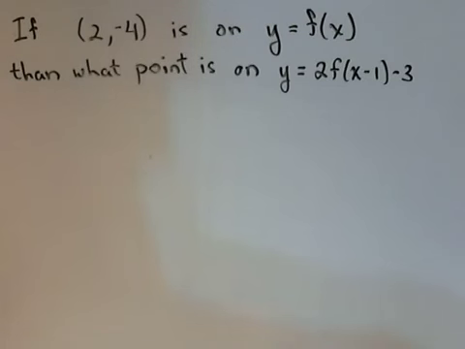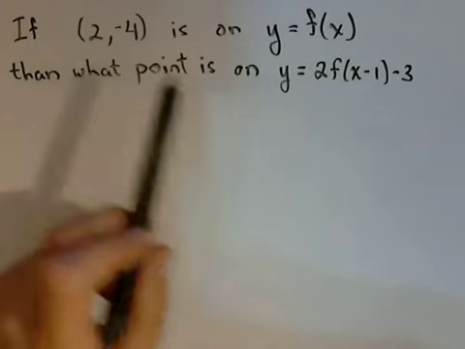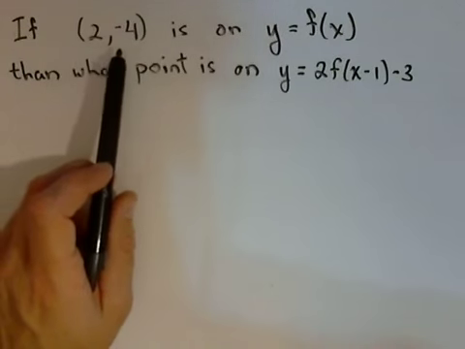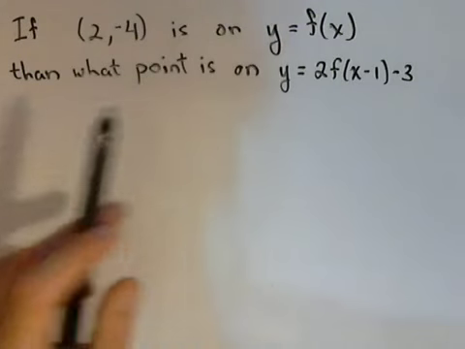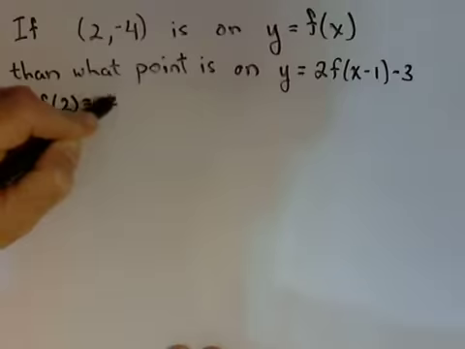In this video, we're going to discuss transformations of functions, and what we're going to do is look at moving a specific point based on some given transformations. So what we know is the point (2, -4) is on the graph of y equals f of x, or we could also say f of 2 equals -4.